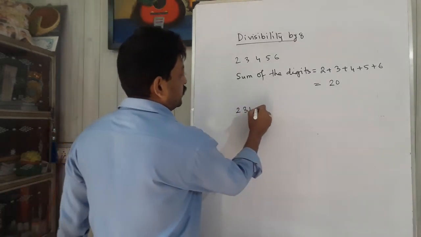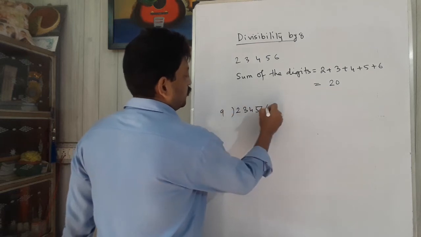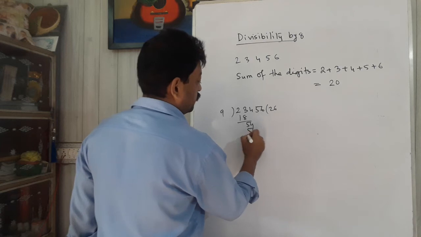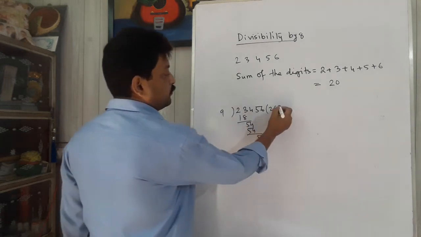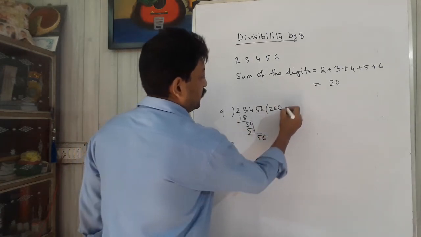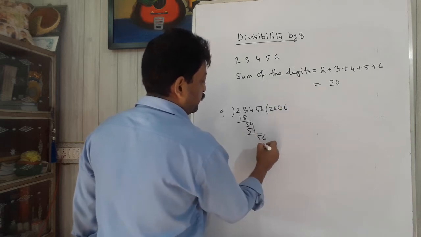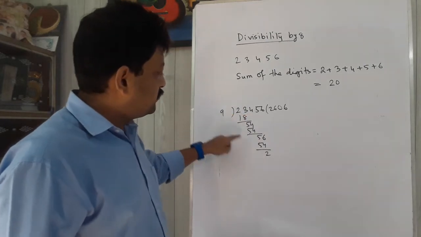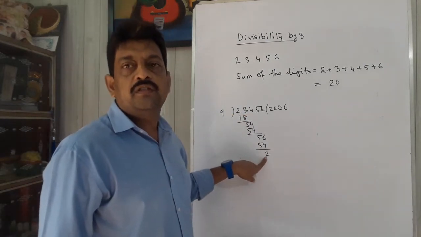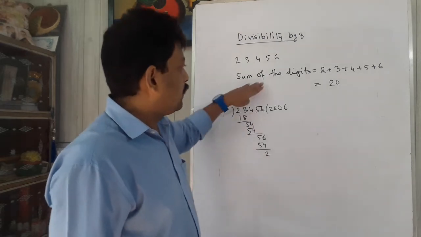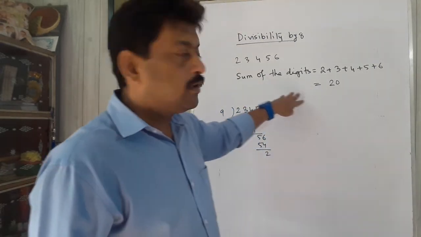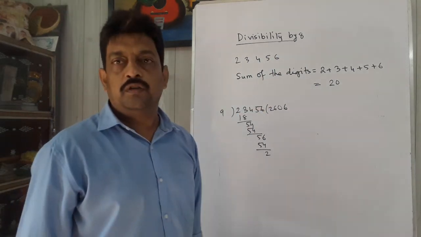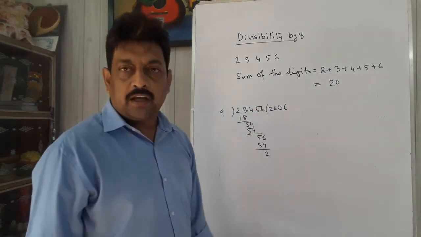Just check it by the actual division method. 9 2s are 18. 9 6s are 54. 5 is not divisible, so we have to take 10. 6 will come. So 9 6s are 54. Remainder is 2. So here you can see that the given number by actual division has remainder 2, means it is not divisible by 9. So our process, that is the sum of the digits not divisible by 9, means the given number is also not divisible by 9. It has been proved by actual division. Okay.